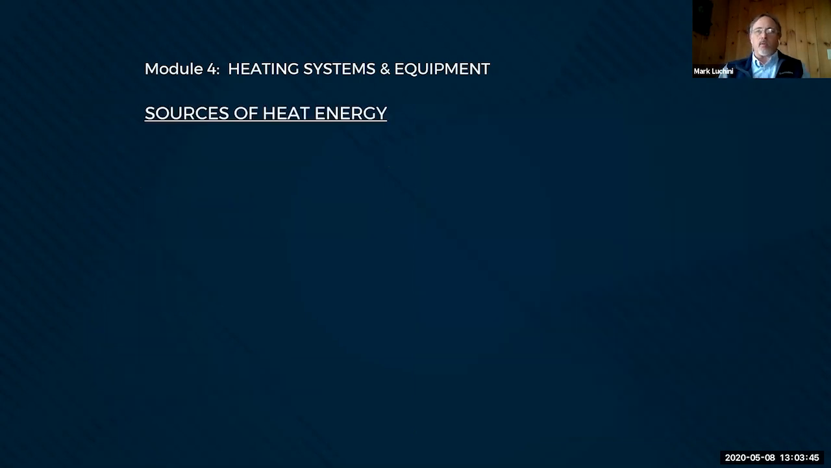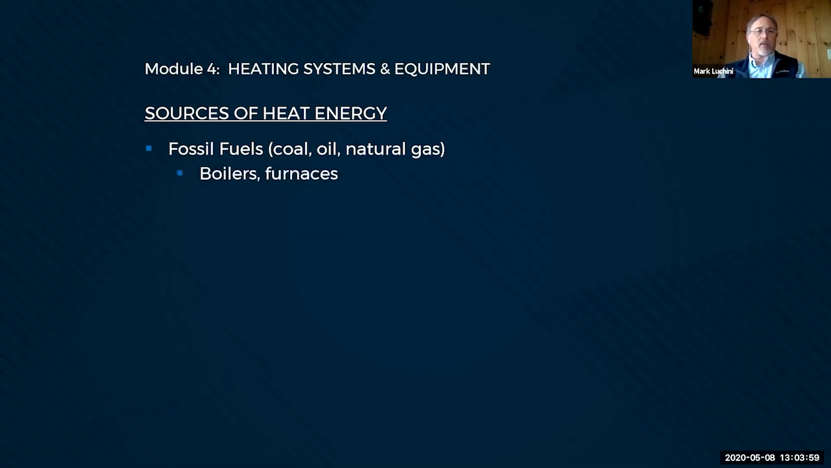Sources of heat energy. Where do we get our energy from? Well, primarily these days it's fossil fuels, although there's more and more renewable choices coming online. We typically will burn these fossil fuels in boilers or furnaces. The difference between a boiler and a furnace: a furnace heats air and a boiler heats water. So you hear somebody say, my furnace doesn't work, and you go downstairs and there's a whole bunch of pipes connected to it. You know they don't know the difference.